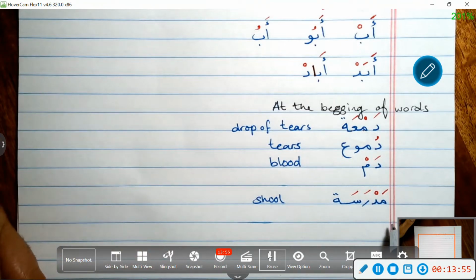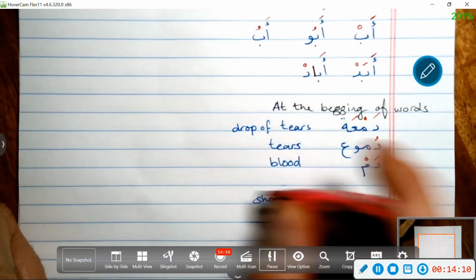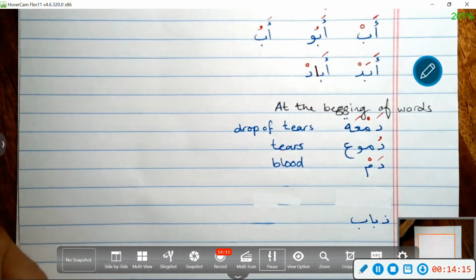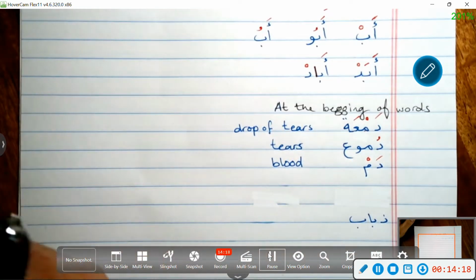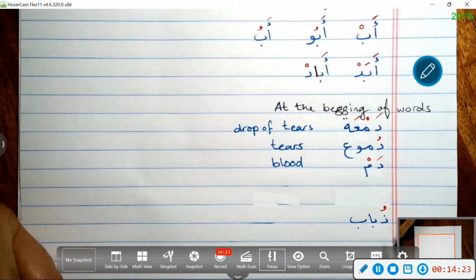So let me write another word with dal at the beginning of the word. Dubab. I'm going to erase madrasa because it's supposed to come later on. Got a little bit confused. So I have dhubab. Dhubab. Now ba has alif, alif mad. So it has fatha. I don't need to write it because it's alif, very strong. Take the ba with it. Dhubab.